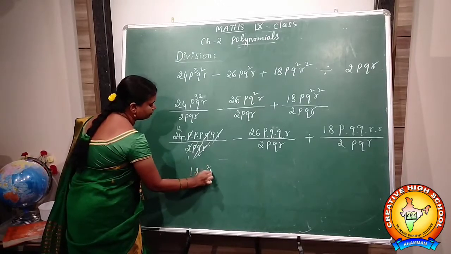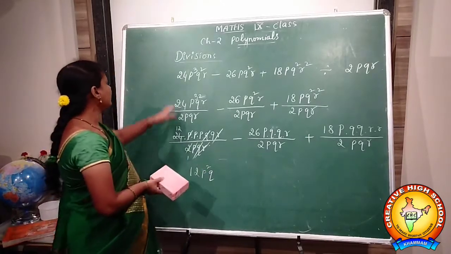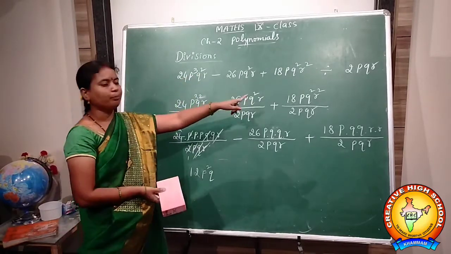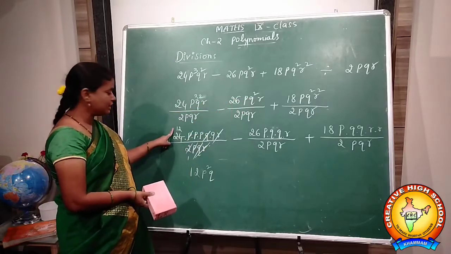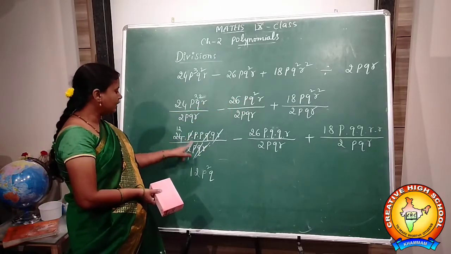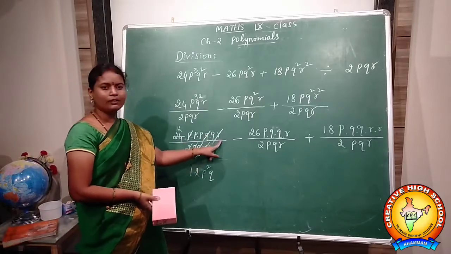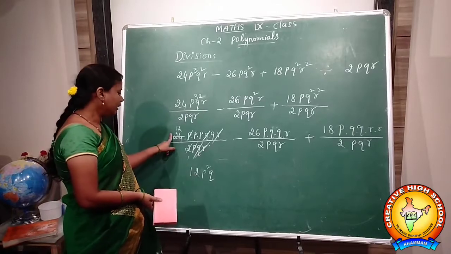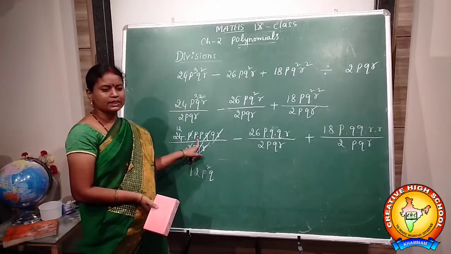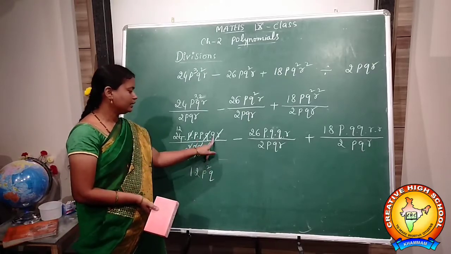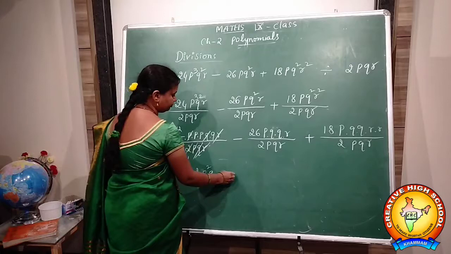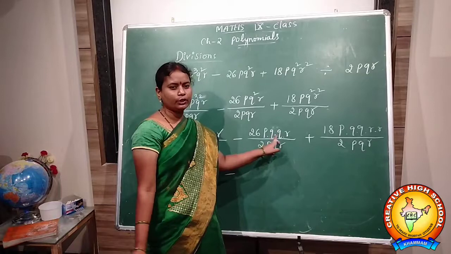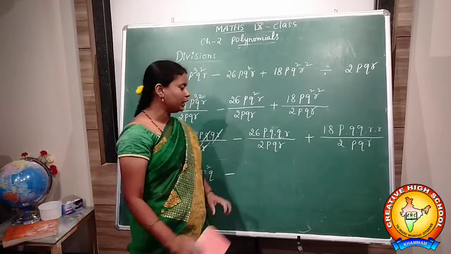12p square q. So when we divide 24p cube q square r by 2pqr, 2 ones are 2, 2 12s are 24. 1p gets cancelled, 1q gets cancelled, 1r gets cancelled. So what is the remaining? That one I am writing here, 12. How many p's are left here? 2 p's are left. So p square, that is q, minus. Now see here, 26p into q into r by 2pqr.